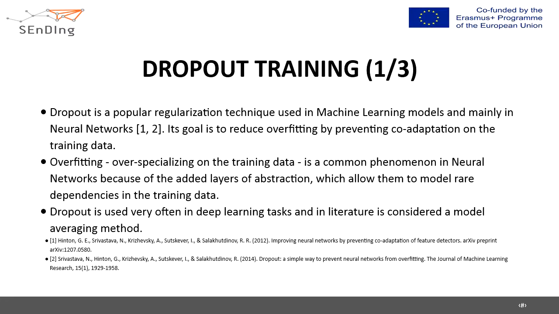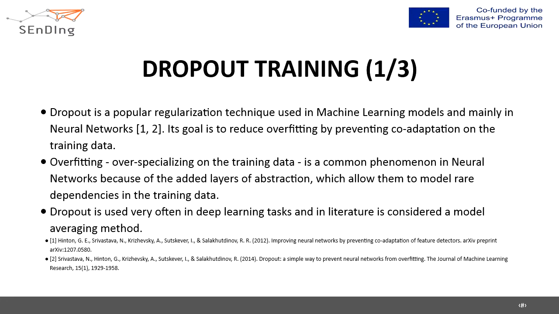Dropout is a popular regularization technique used in machine learning models and mainly in neural networks. Its goal is to reduce overfitting by preventing coadaptation on the training data. Overfitting, overspecializing on the training data, is a common phenomenon in neural networks because of the added layers of abstraction, which allow them to model rare dependencies in the training data.